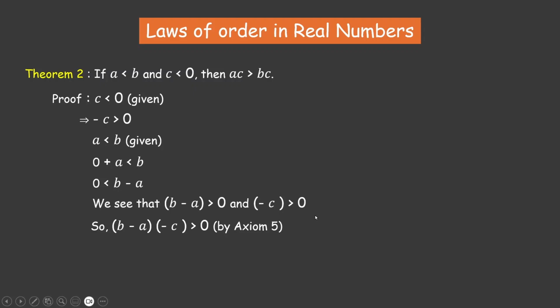So by axiom 5, if we have two numbers which are greater than 0, the product is also greater than 0. Now let us open these brackets. B into minus C is minus BC. Minus A into minus C is plus AC. So minus BC plus AC is greater than 0. Now let us transpose negative BC on the right hand side. So it will become positive. So we have AC is greater than BC. And that is what we needed to prove.